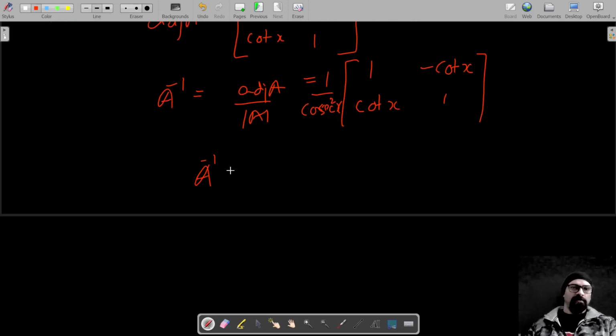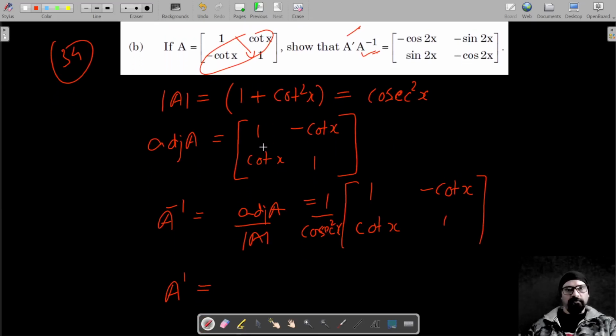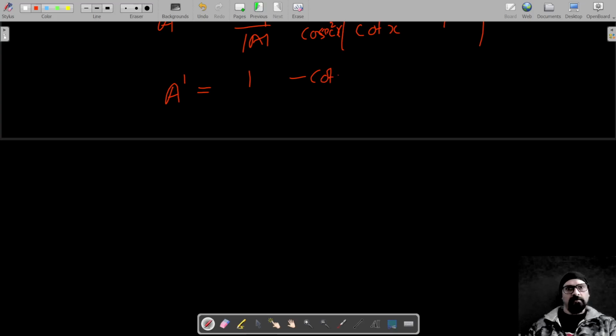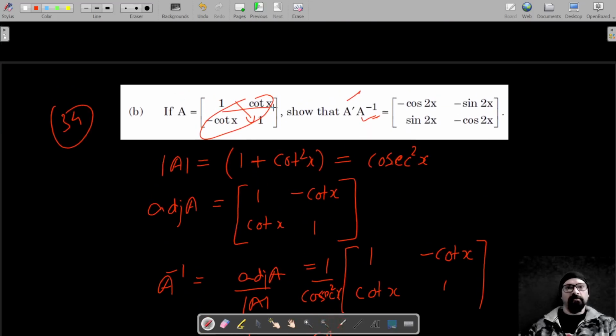Okay, which gives me A inverse as 1 by cosecant square x times this matrix. Okay, let's keep it as it is. Now this is our A inverse, and let's find out the transpose of A. So transpose of A is changing the rows into columns. So transpose A, this is a matrix, this is 1, minus cot x, change that row into column.